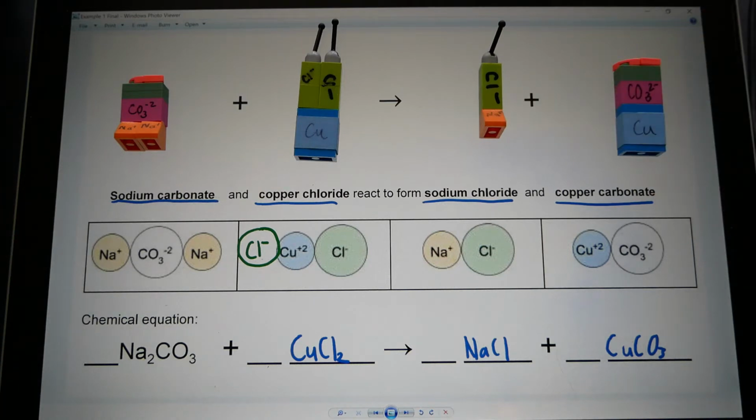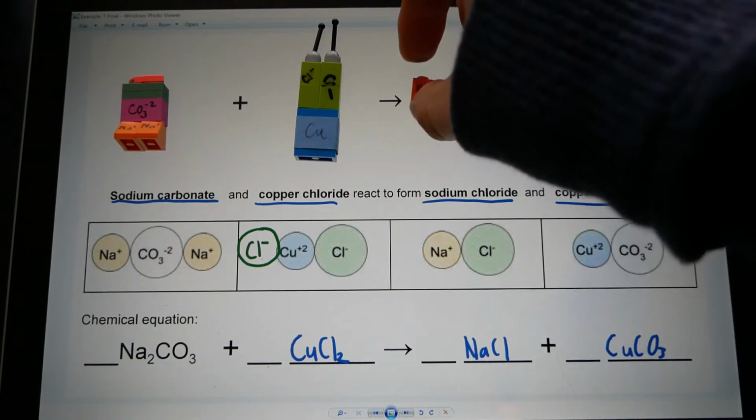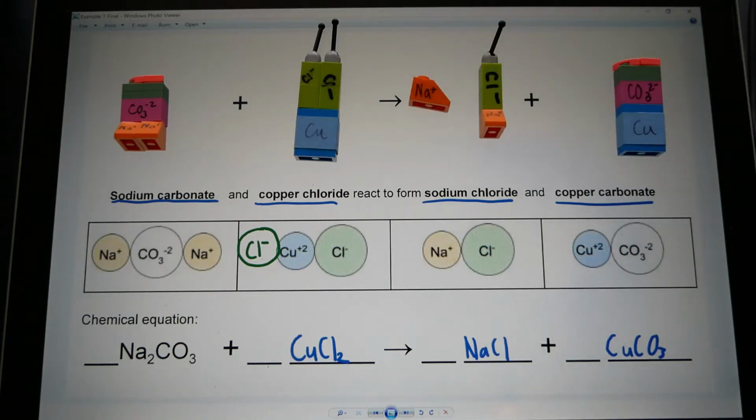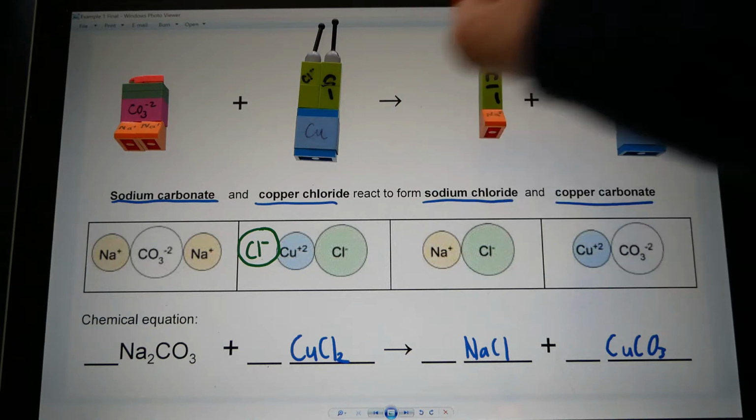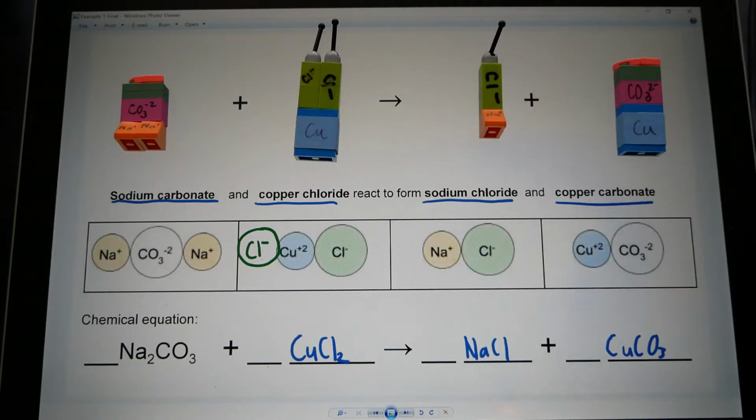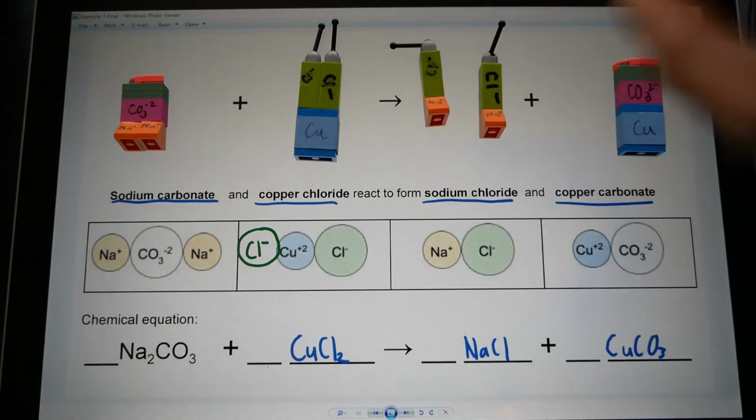And in real life, this cannot happen. We cannot have atoms just disappear off into nowhere. Mass is conserved. Matter cannot be created or destroyed. So, what I can't do to fix this problem is simply add another sodium ion like that, because it needs another negative ion to make a neutral compound. So what we can do instead is add another sodium chloride molecule.